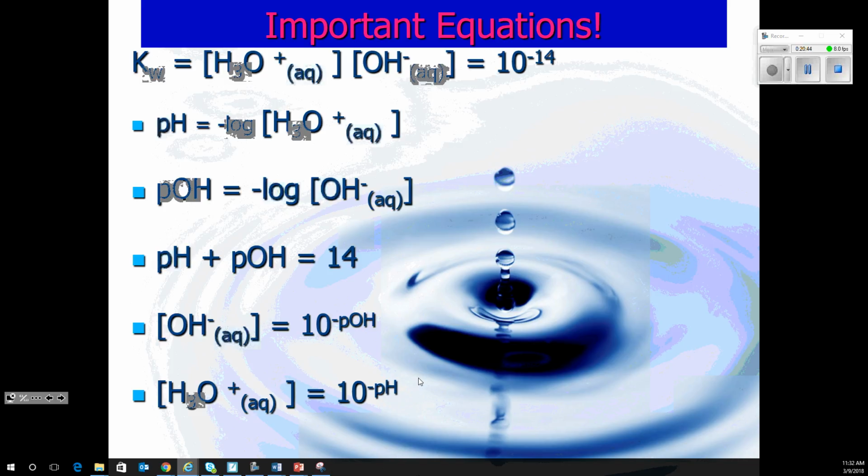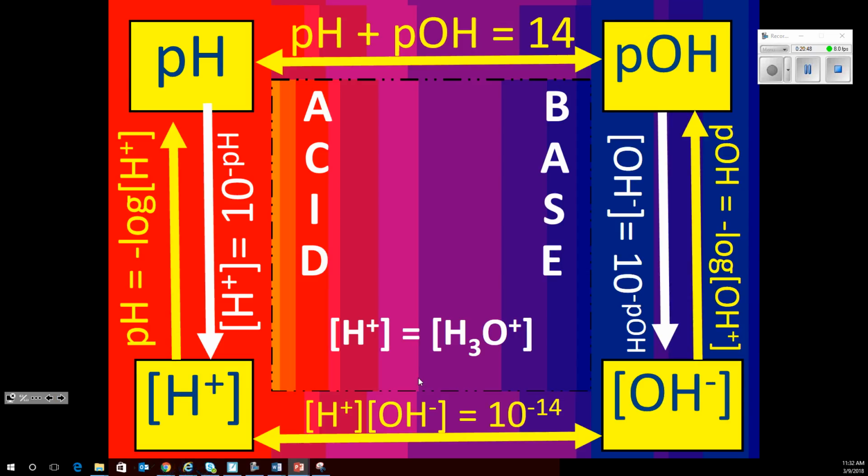This is my little pH square that I really enjoy and love. It helps me go from one equation to another. If it were me, this is something I would copy onto my 3x5 card. I had it on my 3x5 card because it helps me get all the way around everything I need to do. Remember that H plus is the same as H3O plus, I just couldn't fit it in there.